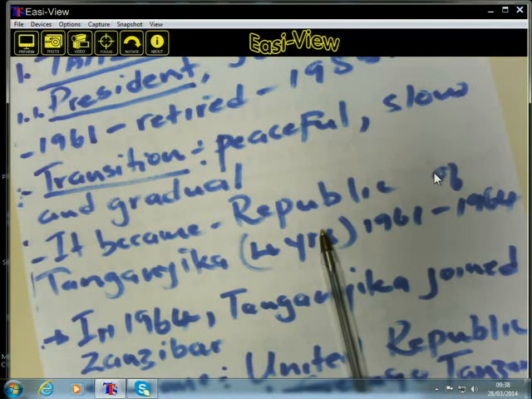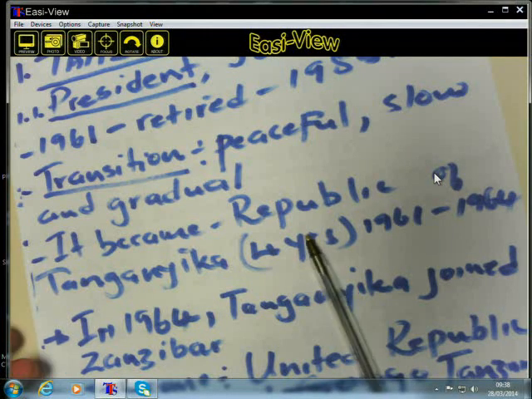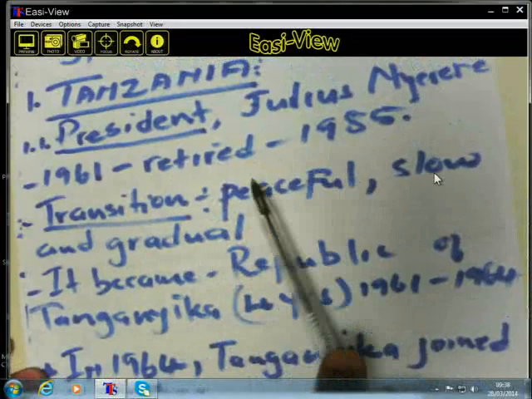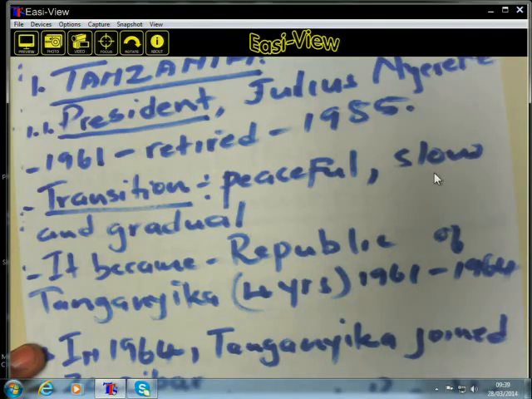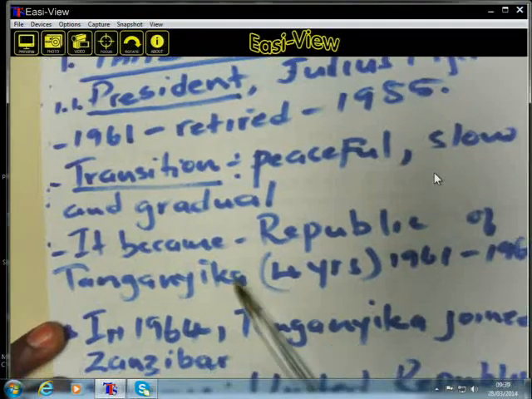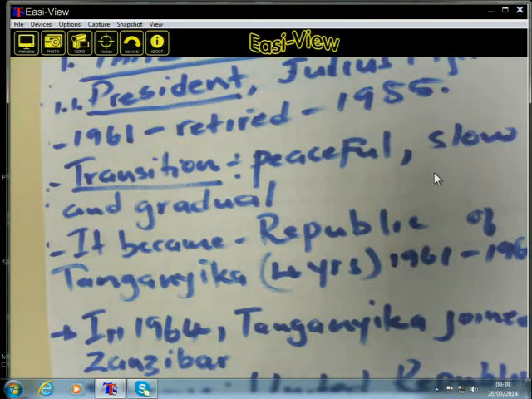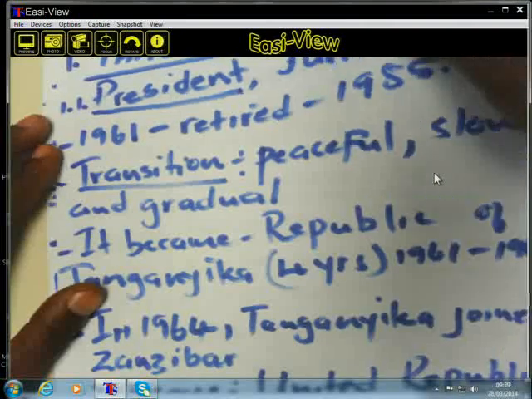So they started to be independent in 1961. And Julius Nyerere, we are talking about Tanzania, I'm sorry, he governed up until he decided to retire. That was in 1985. And we secondly said that the transition was not as troublesome as it was in Congo. This one was peaceful because the British, when they gave Tanzania independence, gave it peacefully.